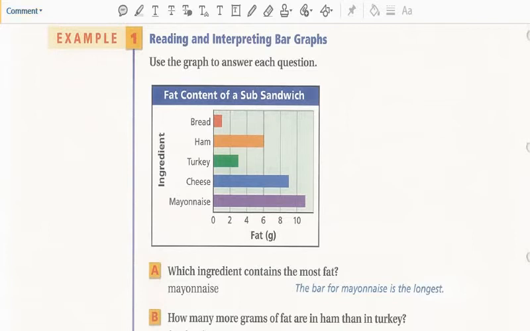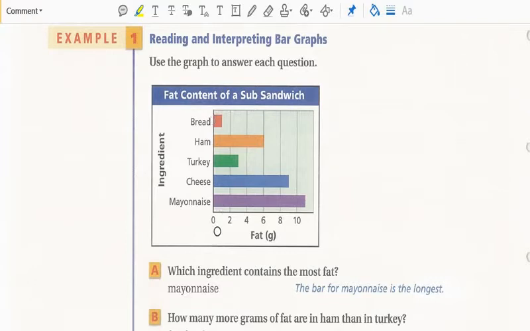Let's have our first example, which is: use the graph to answer each question. He gives a graph of data, and he's going to ask me a little question. We have the fat content of a Subway sandwich or sub sandwich. We have the ingredients on the y-axis: bread, ham, turkey, cheese, mayonnaise, and the fats in grams for every ingredient. Let's quickly read each ingredient and the fat in it.